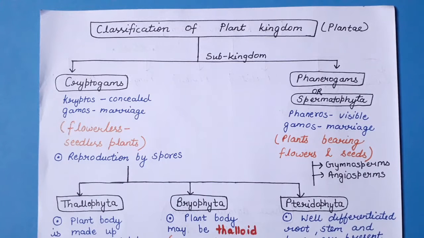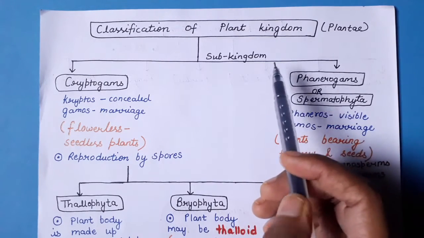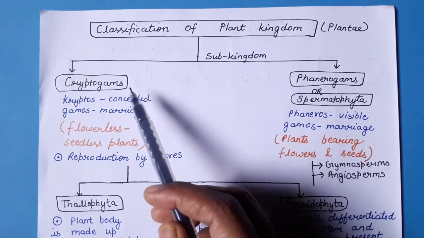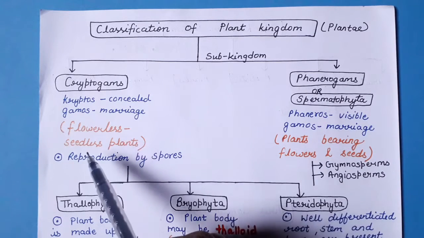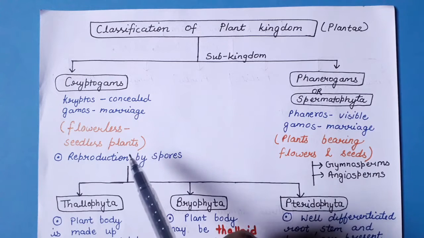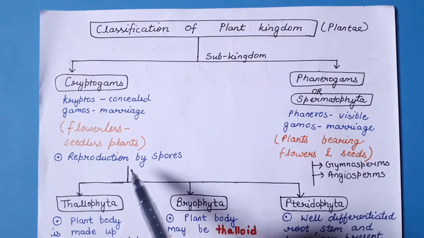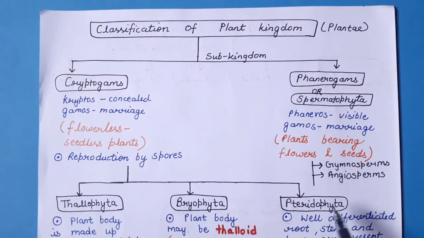Today we will discuss the classification of the plant kingdom. The plant kingdom has been divided into two different subkingdoms, cryptogams and phanerogams. Cryptogams are flowerless, seedless plants in which reproduction takes place mainly by spores. They are divided into three different categories: Thallophyta, Bryophyta and Pteridophyta.